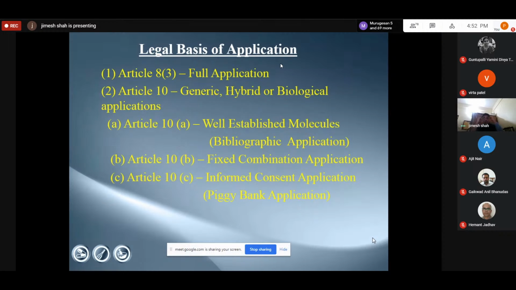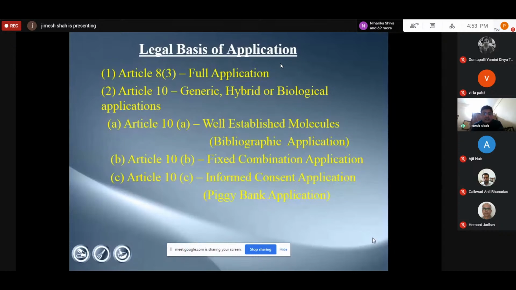Also in Europe, the legal basis of application is very important. What is the legal basis of application? It is nothing but this: when the innovator is approved, you have to follow that innovator and your product has to be similar. If it is not similar, it is not considered under the generic application.